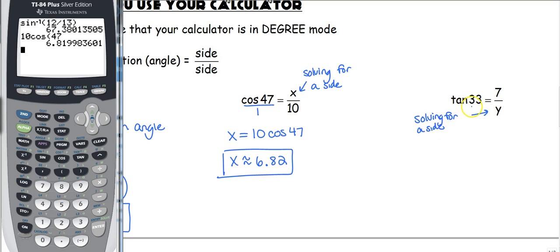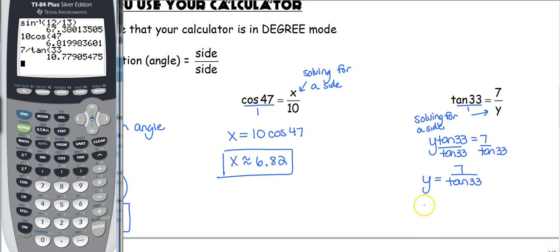We have that our angle measure is equal to 33. As I said before, we can look at it like a ratio. So we have y times the tangent of 33 is equal to 7. I want y by itself, so I divide both sides by tangent of 33. So we've got y is equal to 7 divided by the tangent of 33. We enter that into our calculator. Make sure that you're following along with your calculator so that you know what calculator strokes you need to use come quiz or test time. And we get that our missing side length, our y, is going to be about 10.78.